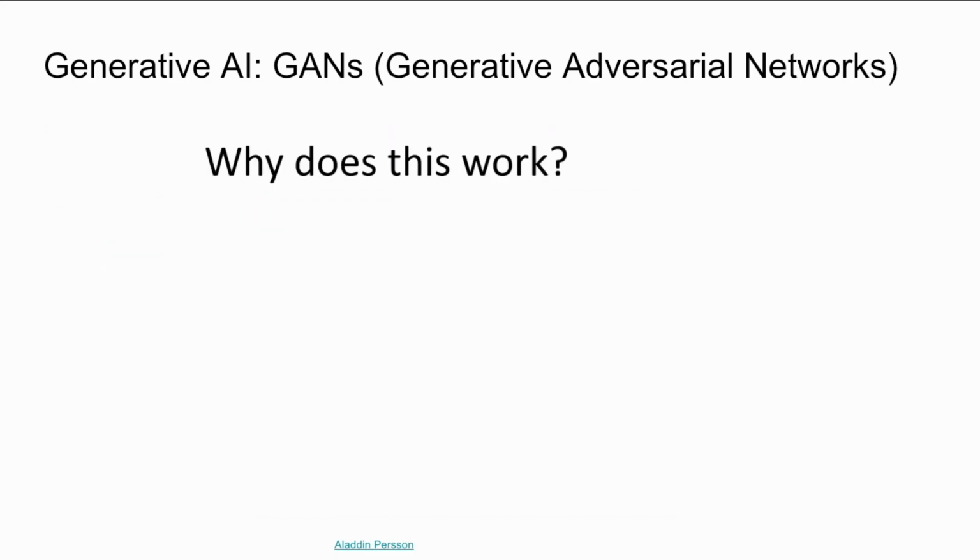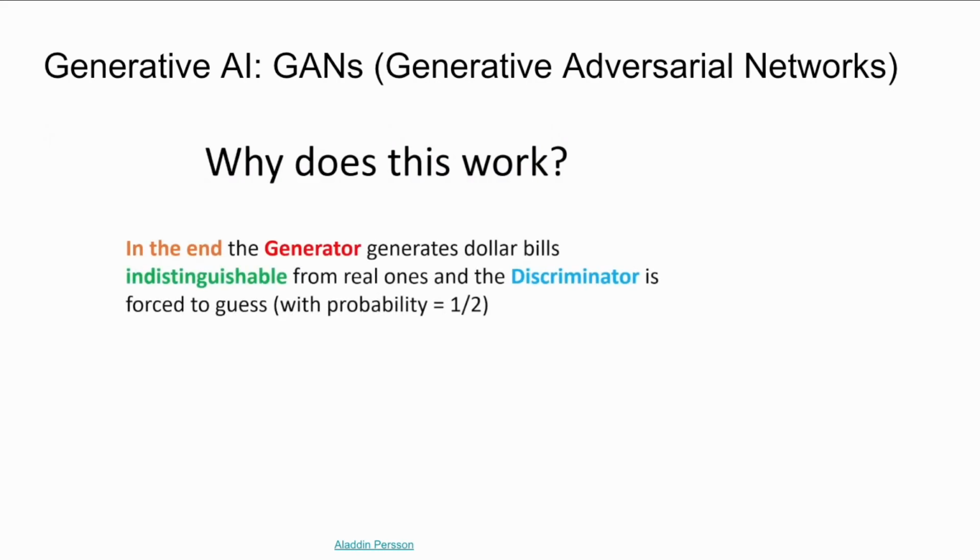So a question then is, why does this work? In the end, the generator will be able to generate dollar bills that are indistinguishable from real ones, and the discriminator is forced to guess, with a probability of 0.5, which of those is real and which is fake.